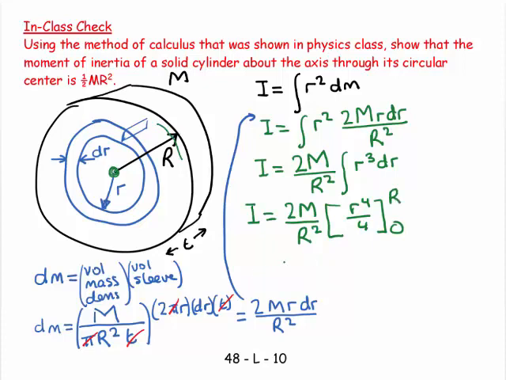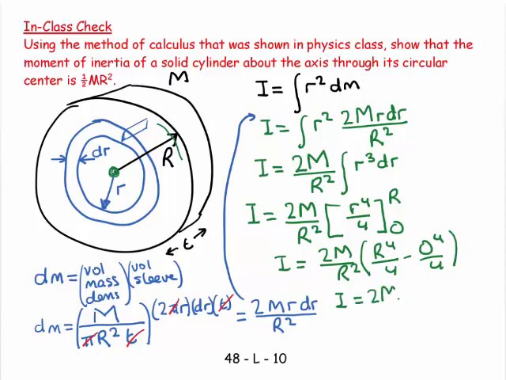So I is equal to 2M over R squared, R to the 4th over 4 minus 0 to the 4th over 4. So I is equal to 2M over R squared, R to the 4th over 4. So I is equal to, the 2 and the 4 makes 1/2, M is left and R squared is left.